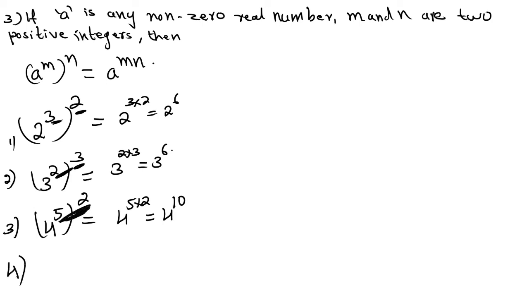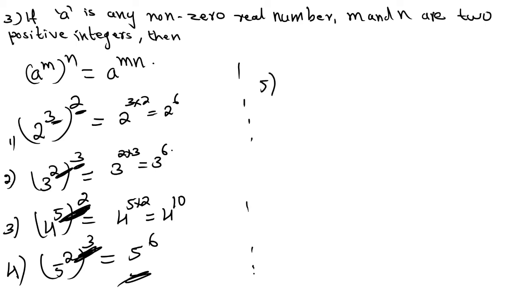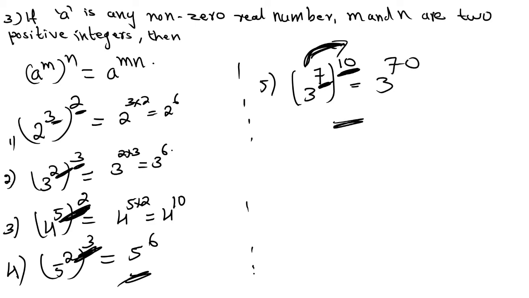Okay, take the next example, 5 to the power 2 to the power 3. You can write it as 2 3s are 6, right? So it's equal to 5 to the power 6. Or take the next example, 3 to the power 7 to the power 10. Okay, a to the power m to the power n is there, right? So you can directly multiply. It's equal to 3 to the power 7 into 10, it's equal to 70. Okay, this is all about the third rule. A to the power m to the power n is a to the power mn. You can multiply the powers directly.